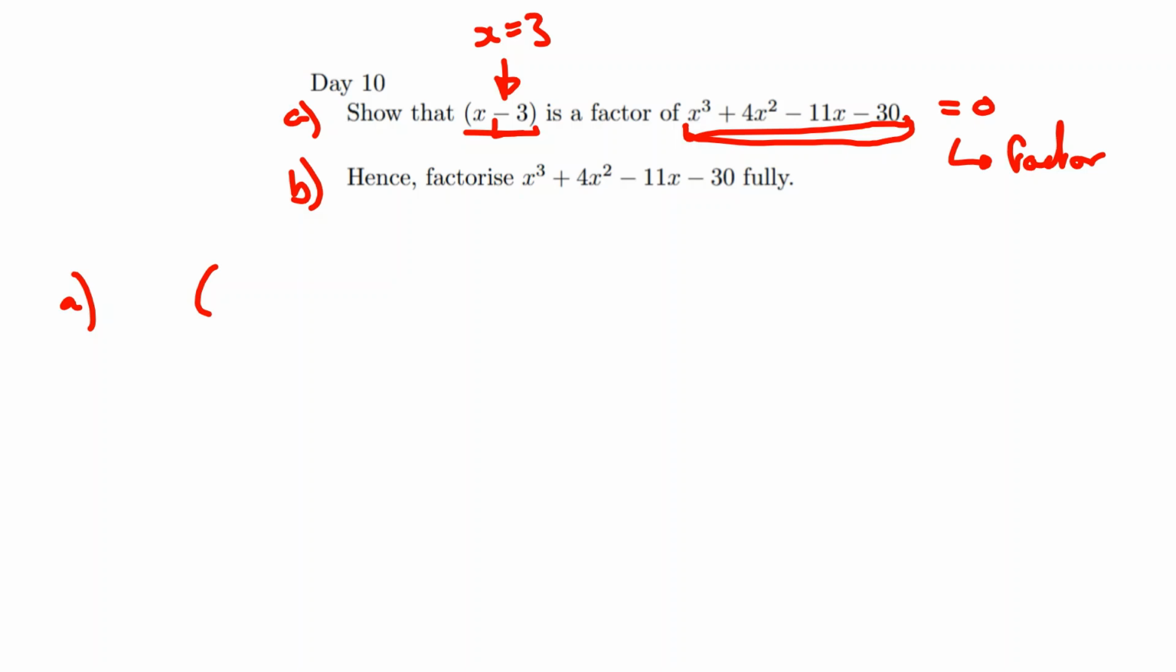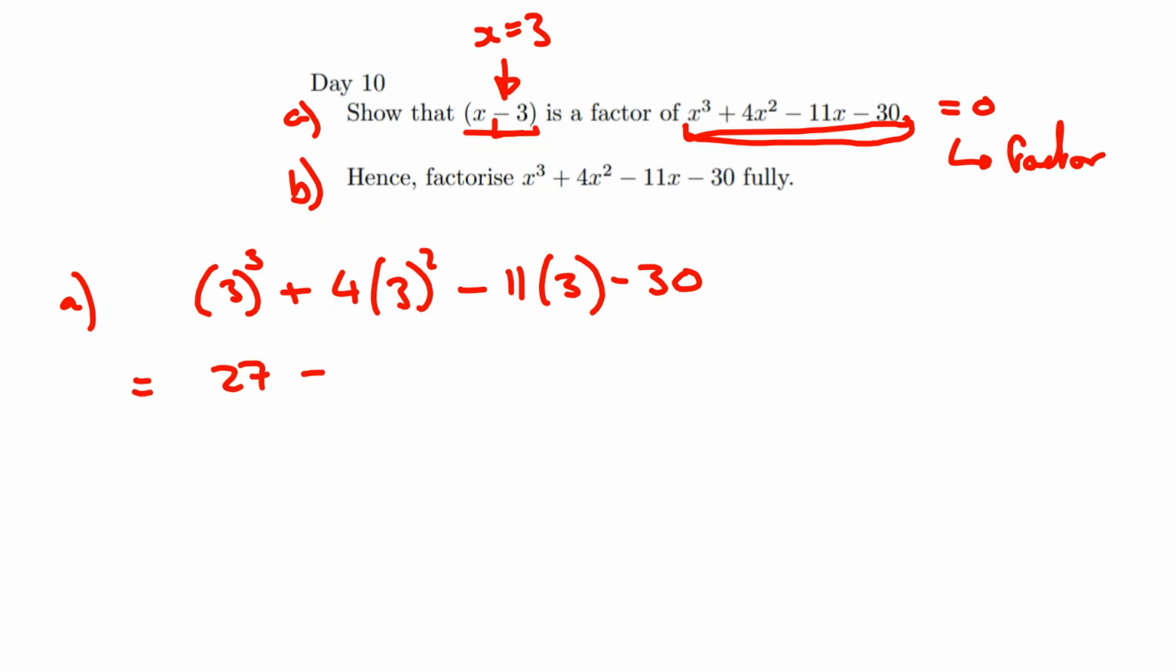So we're going to put in x is 3, so we're going to have 3 cubed. We're going to have 4 lots of 3 squared. Take away 11 lots of 3. Take away 30. So we're going to get 3 cubed is 27. 3 squared is 9 times 4 is 36. 11 lots of 3 is 33.